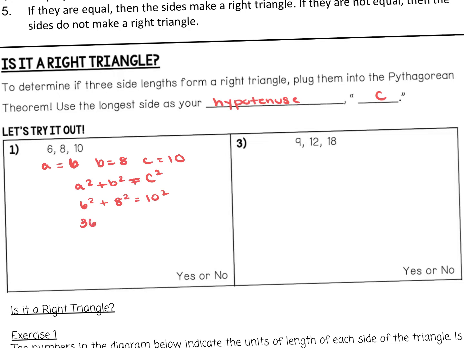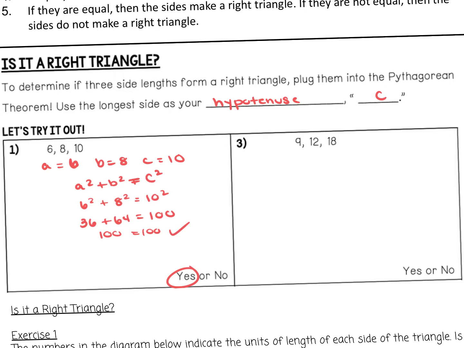I have 36 plus 64 is equal to 100. 36 plus 64 gives me 100, which is equal to 100. So it does form a right triangle. All right, let's look at the next one.